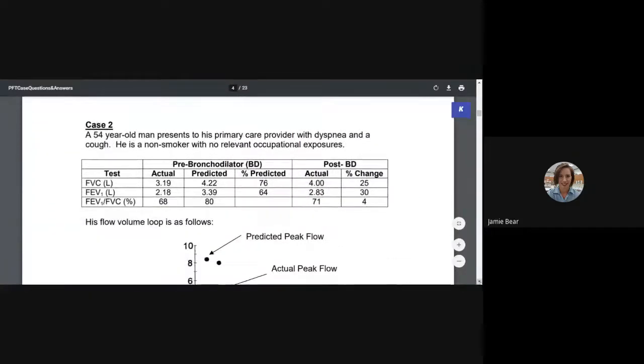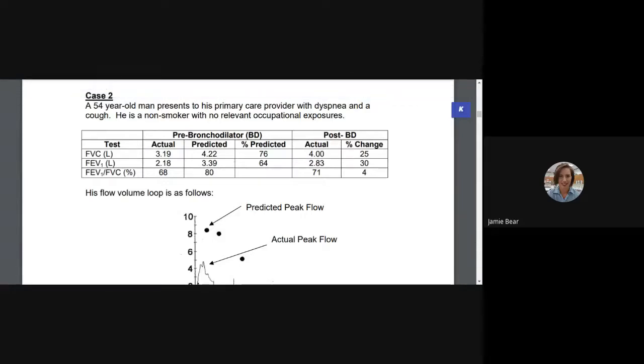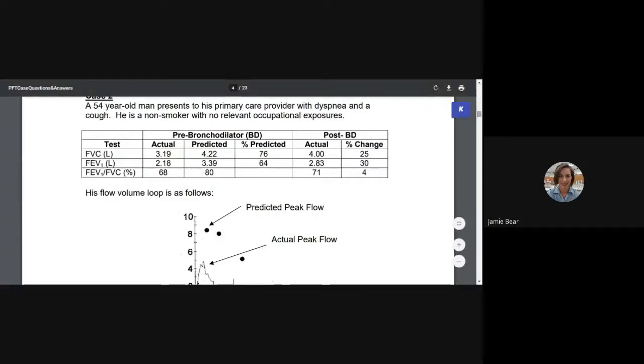So that's good. Next, we have a 54-year-old man who presents to his primary care provider with dyspnea and a cough. He is a non-smoker with no relevant occupational exposure. What we have here are just spirometry exams. Looking at the forced vital capacity, he is 76% of predicted. Looking at his FEV1, he's 64% predicted. So low, low, and then his actual ratio is only 68%. Low, low, and low shows he has an obstructive lung pattern.